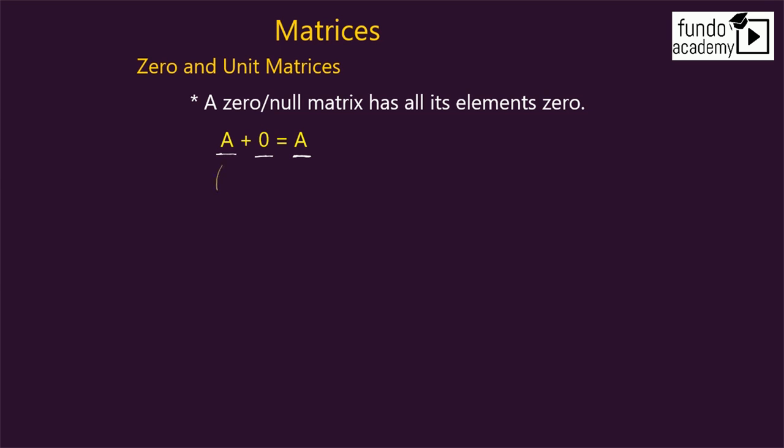For example, if you have your matrix 1 2 3 4 and you add it to another 2 by 2 matrix with elements 0, which is a zero matrix, then if you add each of the elements in matrix A to the zero elements in matrix O, you're still gonna get the result as the matrix 1 2 3 4. So adding a matrix to a null matrix or a zero matrix won't change the matrix.